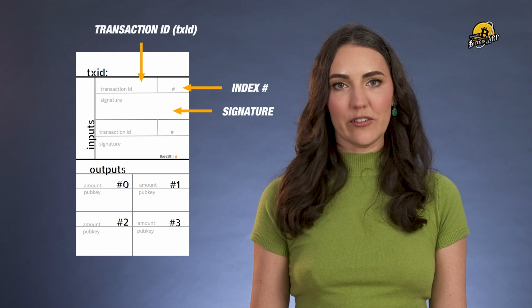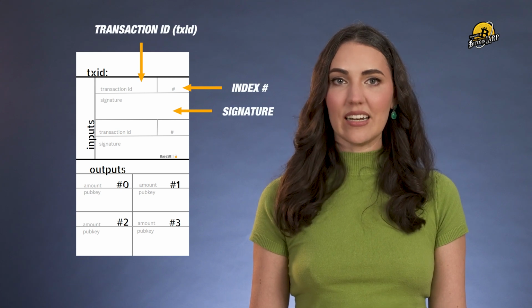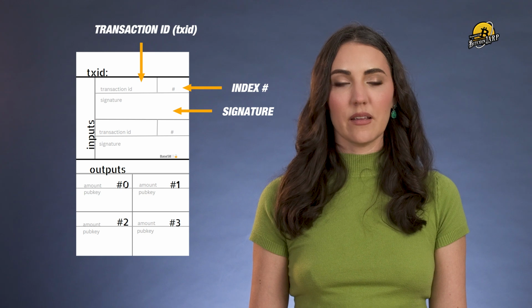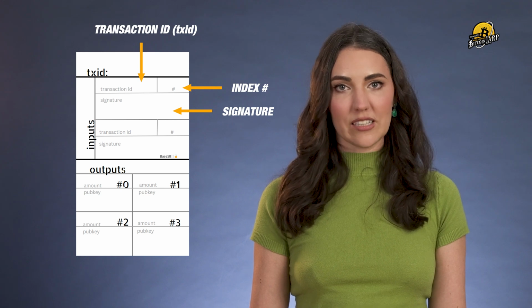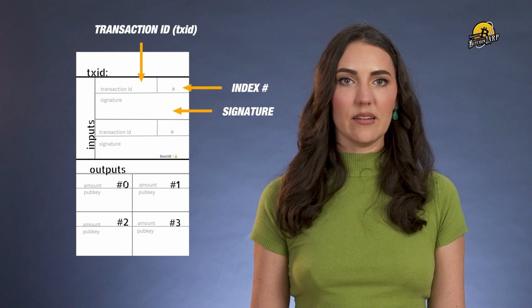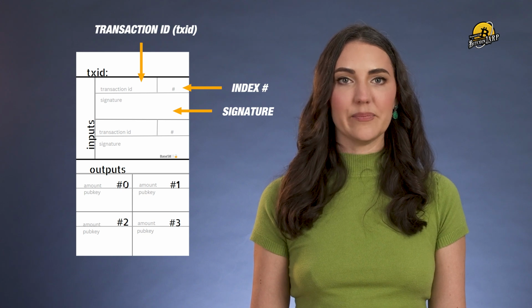Inputs refer to other transactions' outputs. Referencing an output in another transaction's input is how we spend Bitcoin. Each input of a transaction has three fields: a transaction ID and index number. These identify the output you're spending. There's also a field for a signature. The signature proves that you are authorized to spend the Bitcoin in that output.